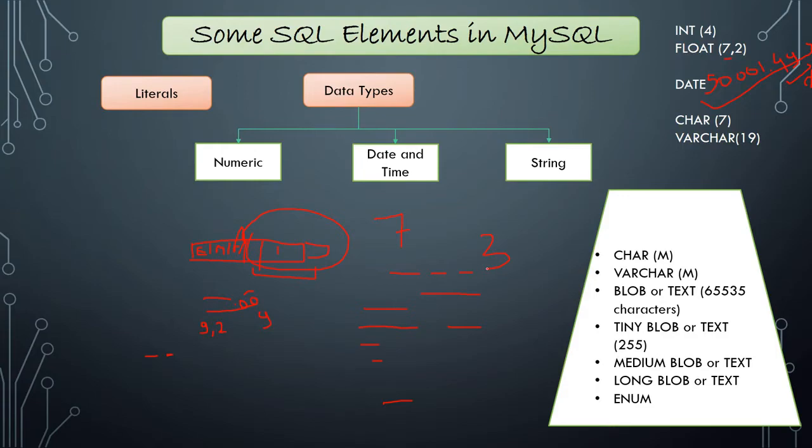Next one, we are having blob or text. The major difference between blob and text is that blob is case sensitive. If we are writing it in blob, then we have to take care of this thing, that it is case sensitive, whereas text is not case sensitive. And there are different length parameters: blob or text is basically of 65,535 characters, tiny blob is of 255, same for medium blob and long blob. Last one we are having is enum.